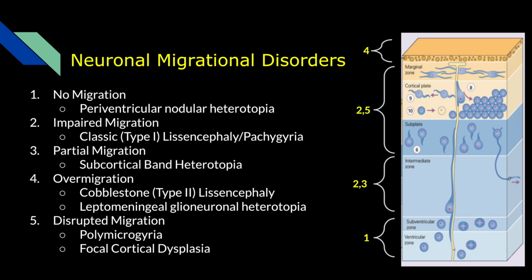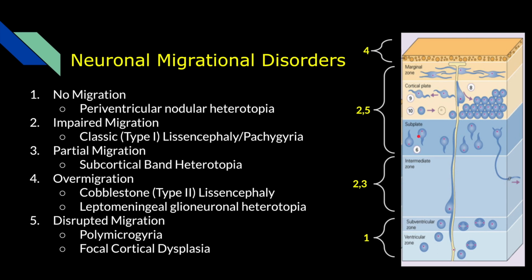You can have impaired migration, where the neurons will migrate towards the cortical plate, but will do so either in a very slow or uncoordinated fashion, and lead to defects in this inside-out pattern, but also in this nice organized lamination pattern. You can also have partial migration, where some neurons migrate normally, but others do not. And as we'll see, that leads to a disease called subcortical band heterotopia through some interesting mechanisms.